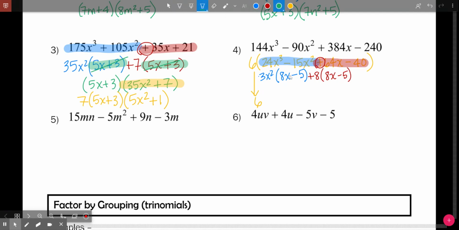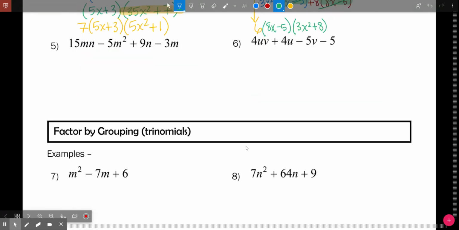And now I have a new greatest common factor, my 8x minus 5. So I put 8x minus 5 next to my 6. And when I divide both terms by 8x minus 5, my second set of parentheses is what's left over.